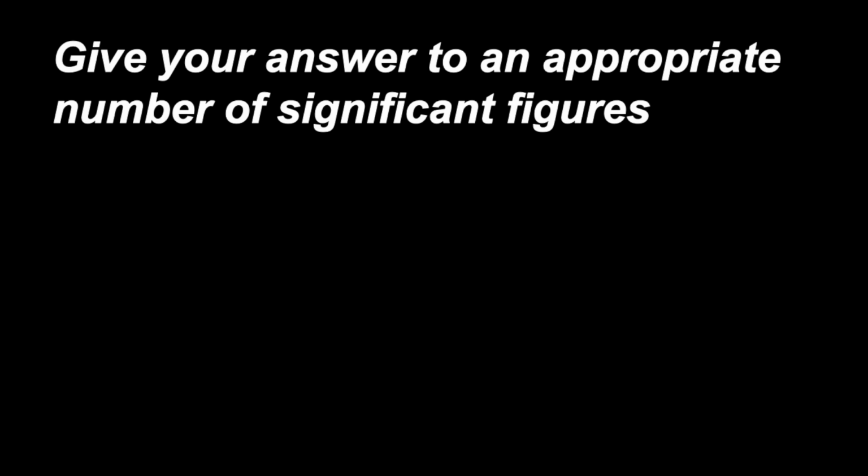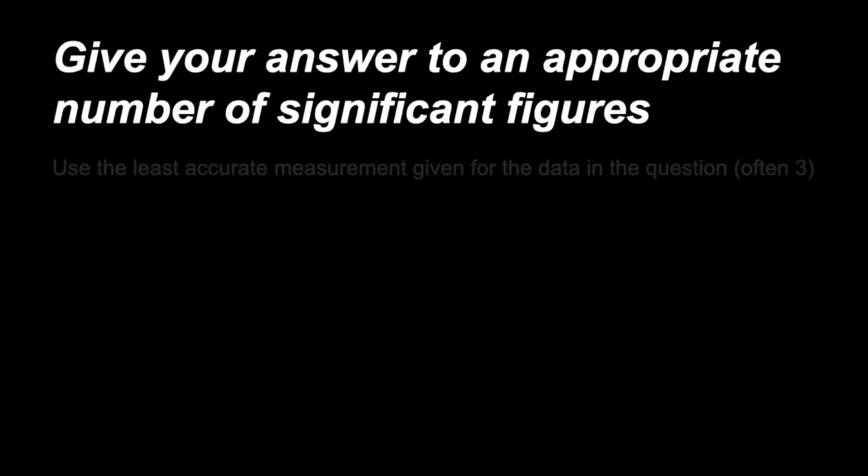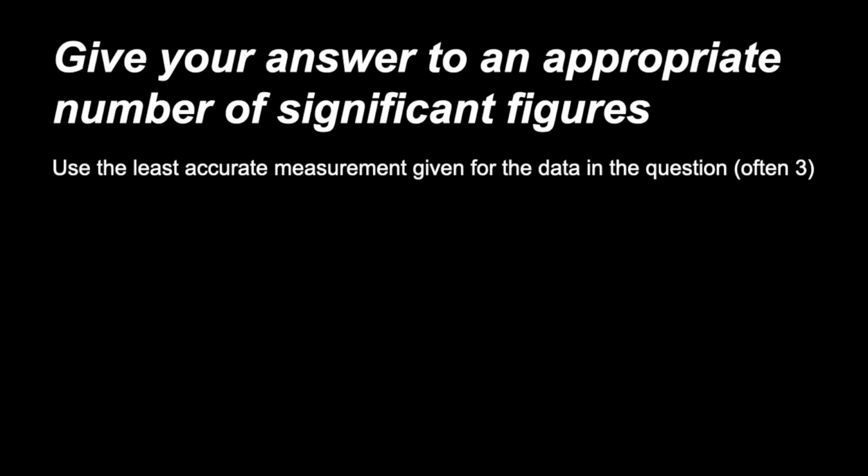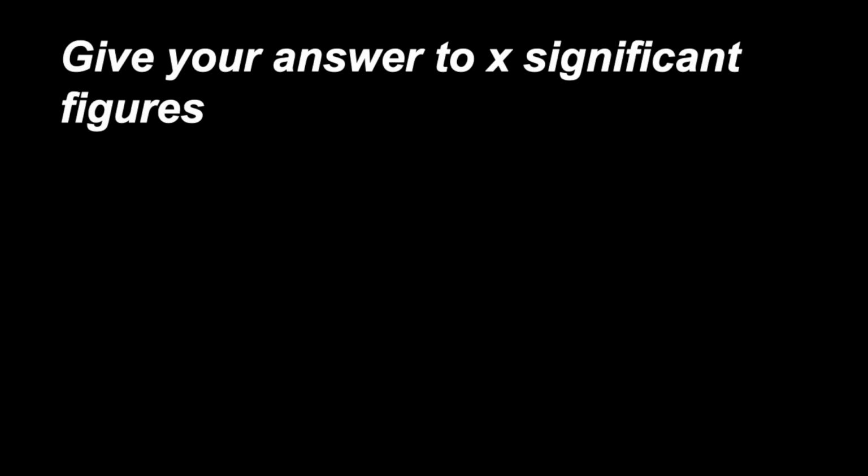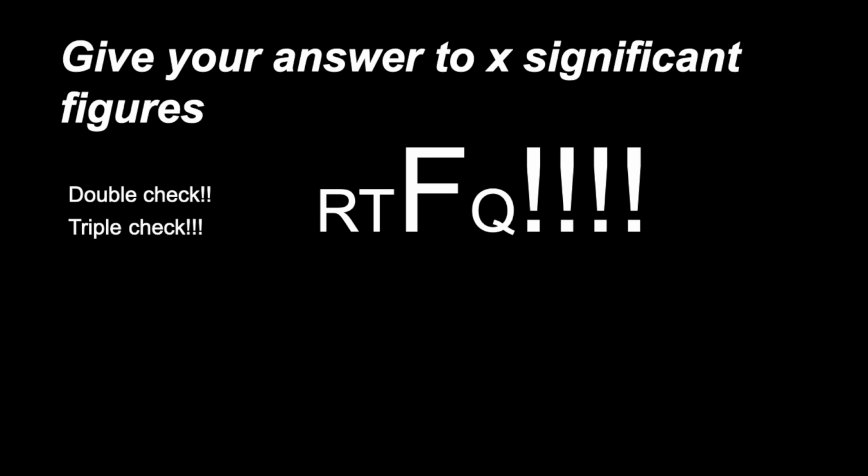Moving on to significant figures. So very often in questions it'll say give your answer to an appropriate number of significant figures. So what you need to do is look at the data in the question and use the least accurate measurement in the data. It's often 3, but just check in the question. Another common thing is a question says give your answer to a certain number of significant figures, and all I can say here is double check, triple check. Read the full question.